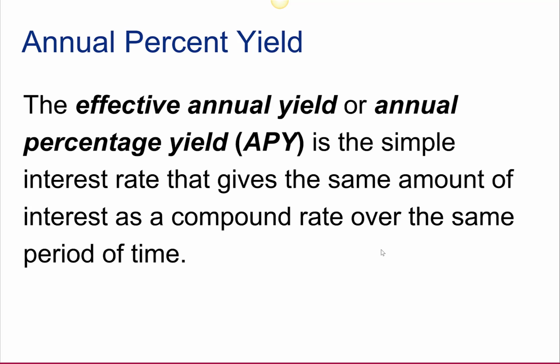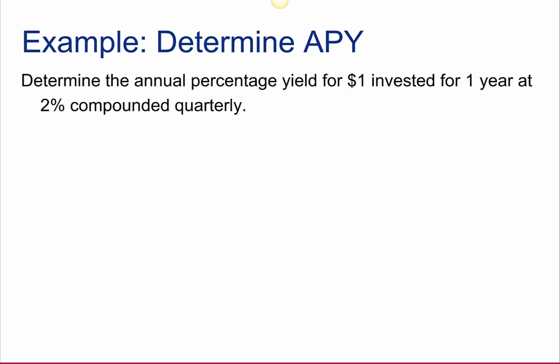The annual percent yield, or effective annual yield, is a simple interest rate that gives the same amount of interest as a compound rate over the same period. So we're comparing the compound rate to an equivalent simple rate. Determine the annual percent yield for $1 invested for 1 year at 2% compounded quarterly.